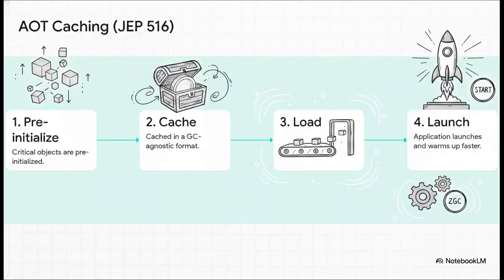And here's another huge performance win from JEP 516. This boosts startup by pre-initializing and caching critical objects ahead of time. But the really big news in Java 26 is that this cache now works with any garbage collector, including the super low latency ZGC. That is a massive step forward for getting your apps ready to serve traffic faster.